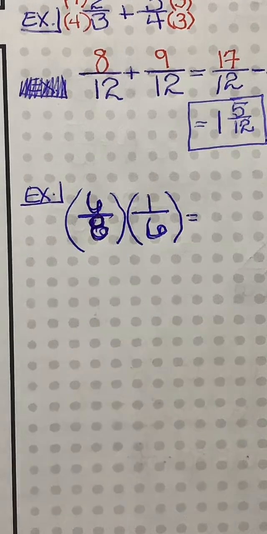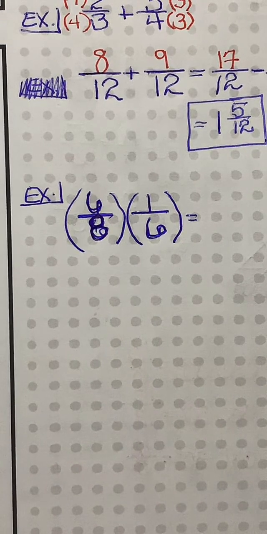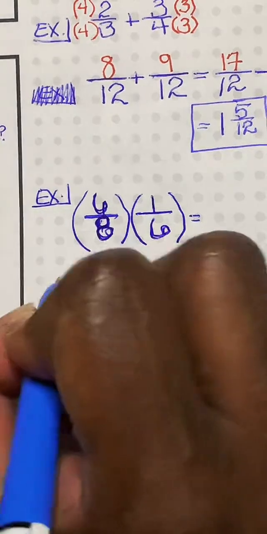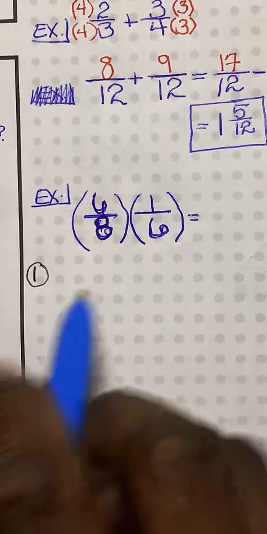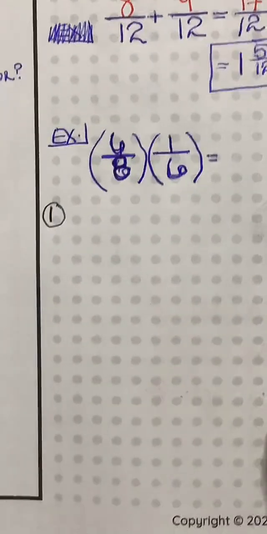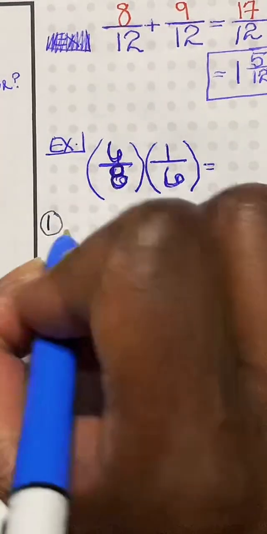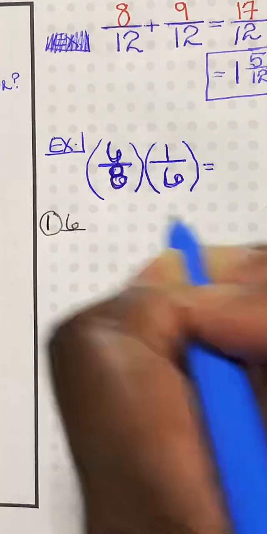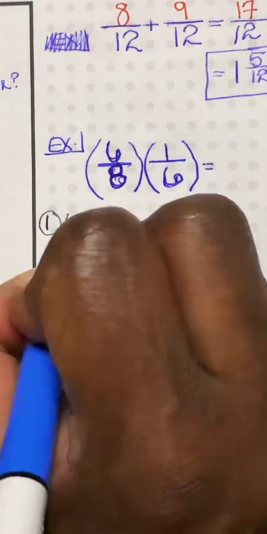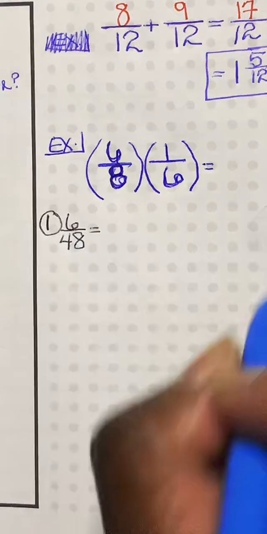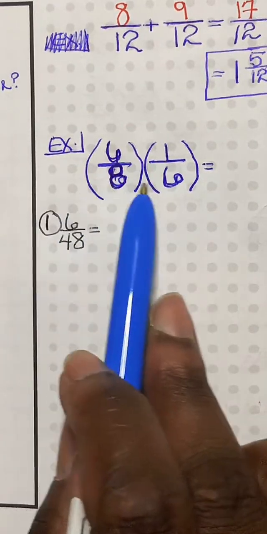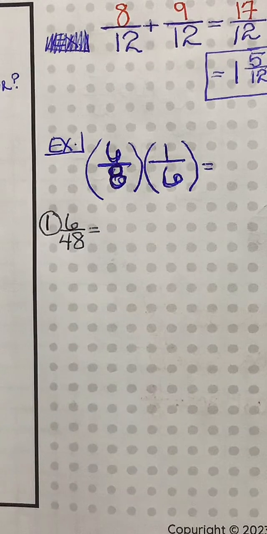So we can do this one of two ways. And I'm going to try to put it in different colors as best I can so you can see the different ways. One way, I'm just going to call way number 1, we could multiply straight across. So 6 times 1 will give me 6, over 8 times 6, which gives me 48. And once I do the multiplication straight across, then I can simplify.